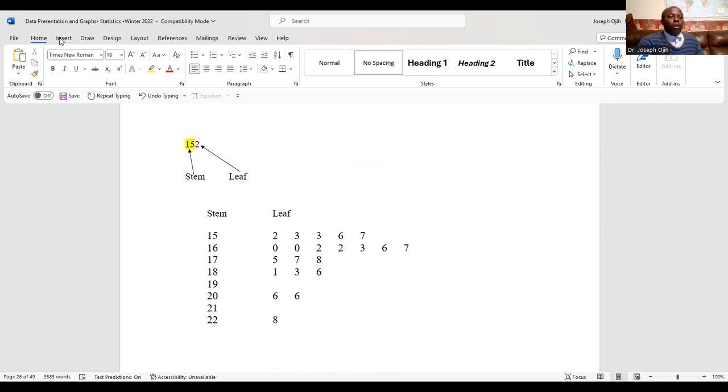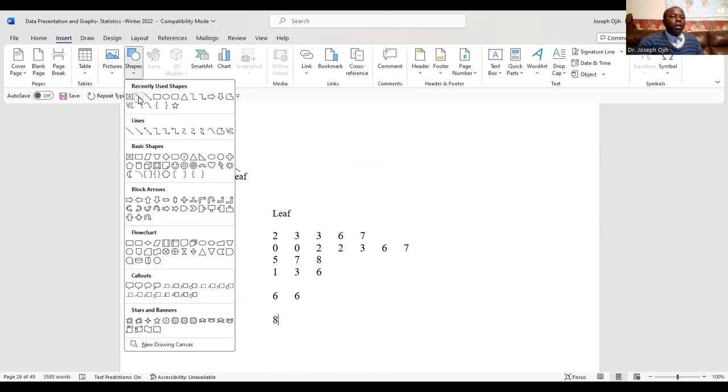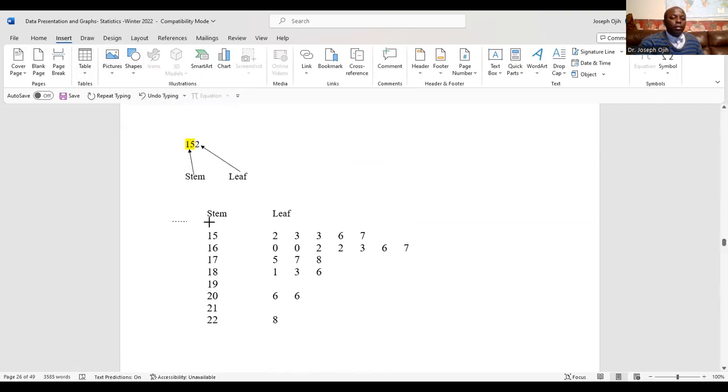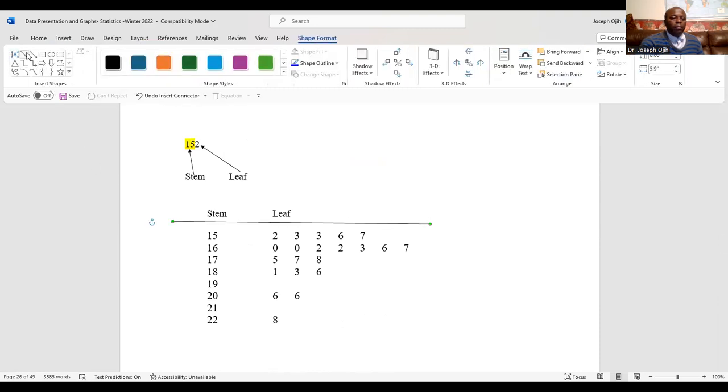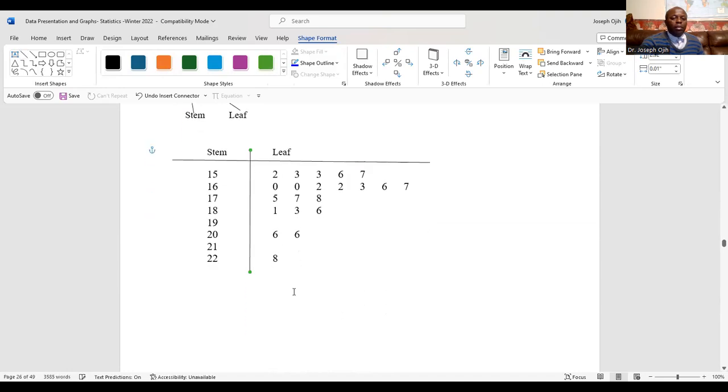So now you can put your line for the horizontal and vertical column. And that is your stem and leaf plot right there.